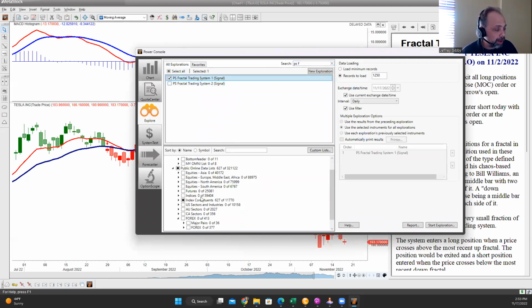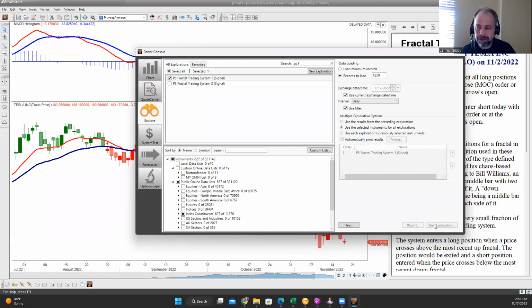Right here, I've got it set against the S&P 500, the NASDAQ 100, and the Dow Industrial, so about 627 stocks are selected. I'm going to go ahead and run that. Again, if you're in India and want to do Indian stocks, you can. Whatever markets you want.